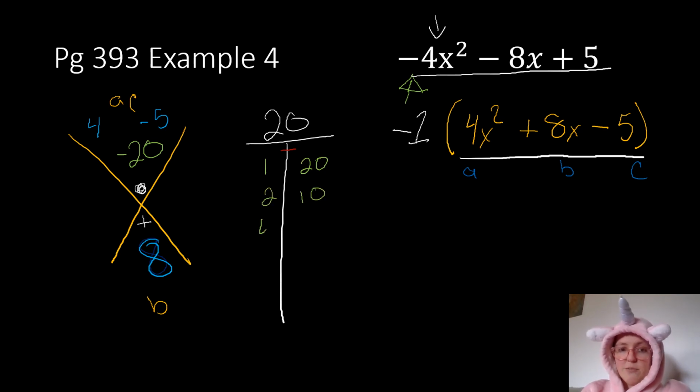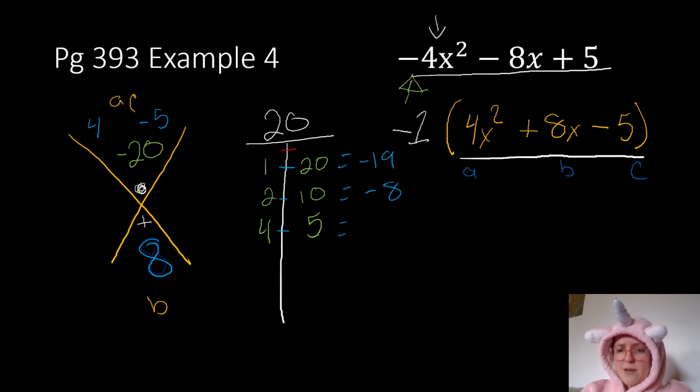3 doesn't go in. 4 goes in 5 times. And there we are, that's all of them. All right, so let's look at our differences then. So what if we did 1 minus 20? That gives us -19. It's not quite what we're looking for. 2 minus 10, well, it gives us -8. That gives us a start there.